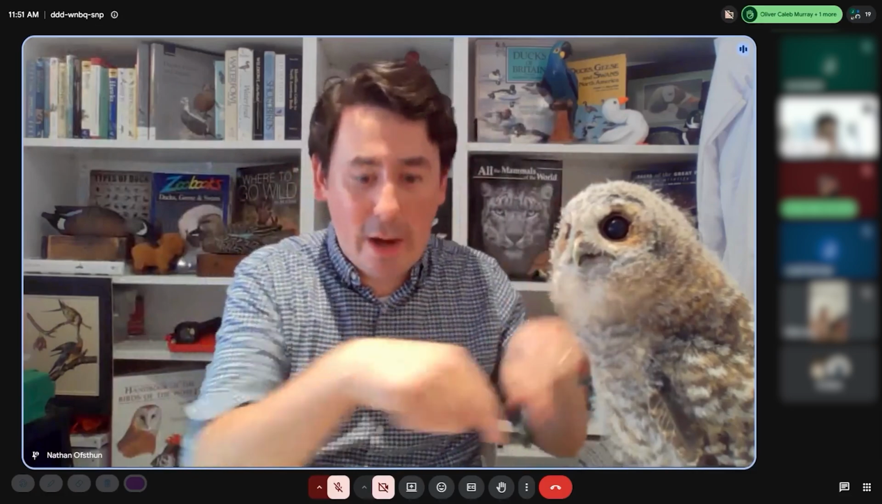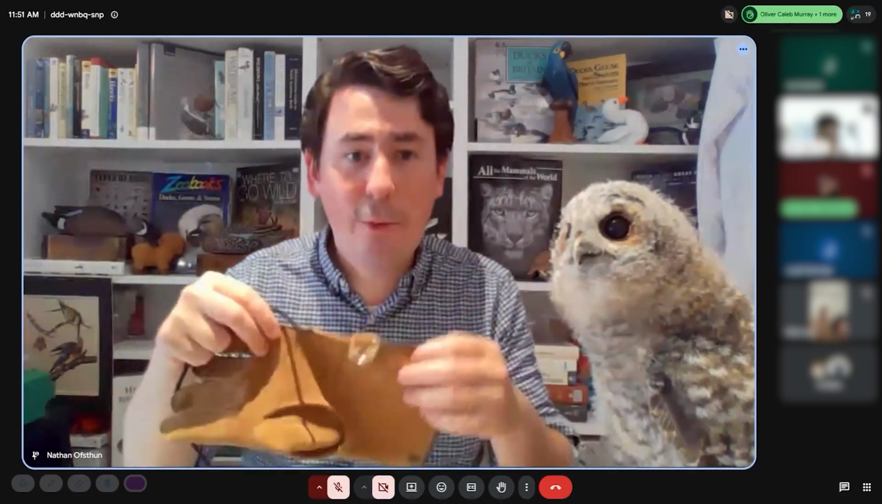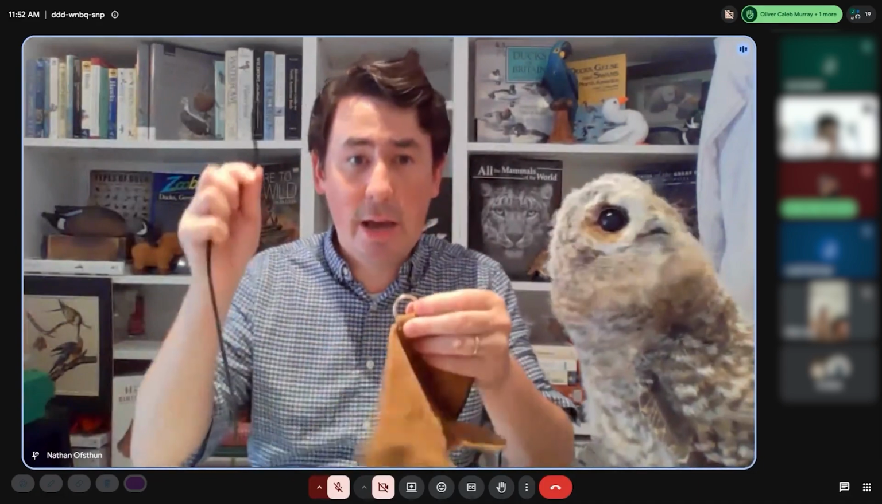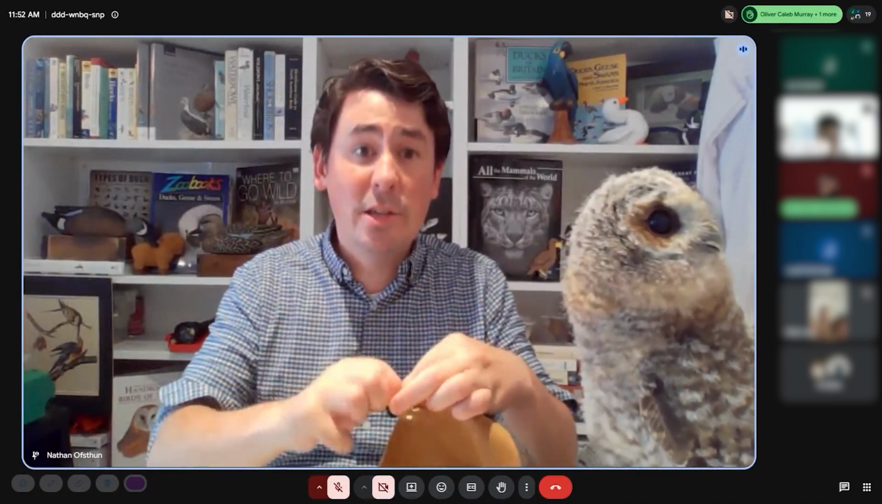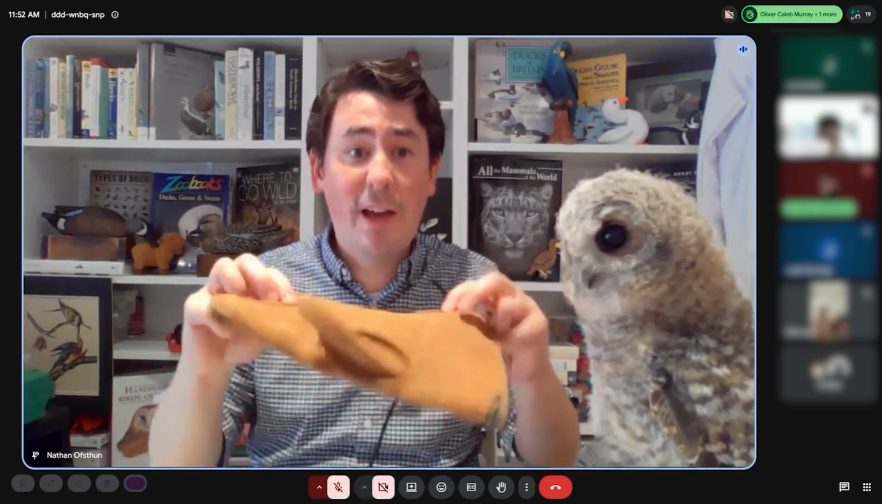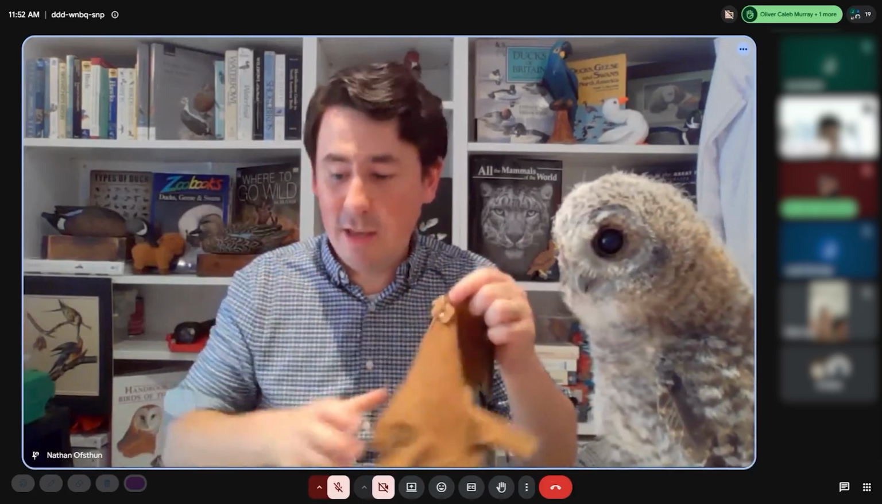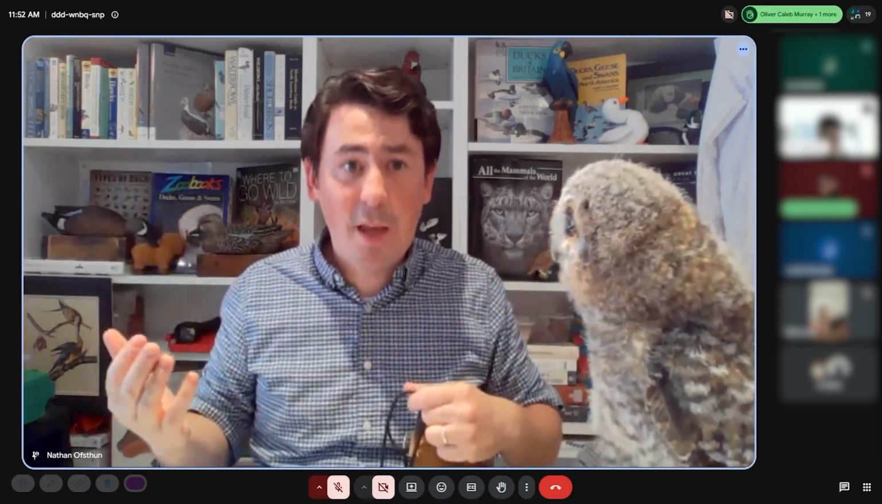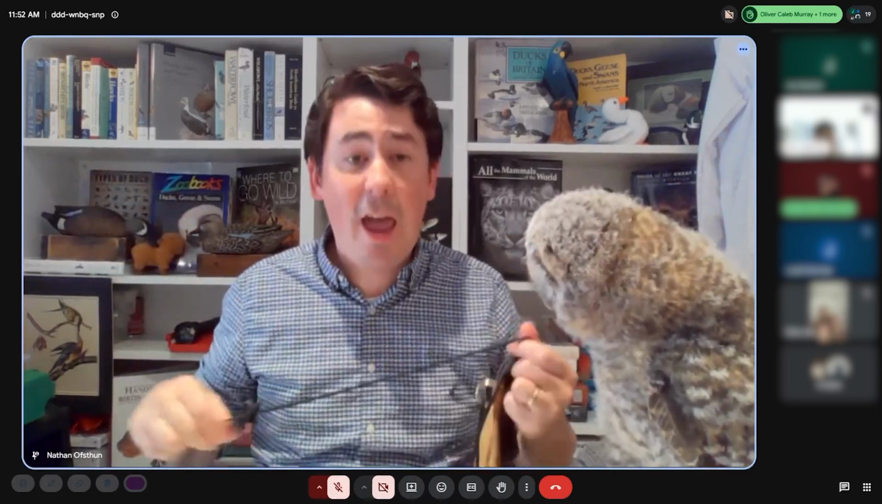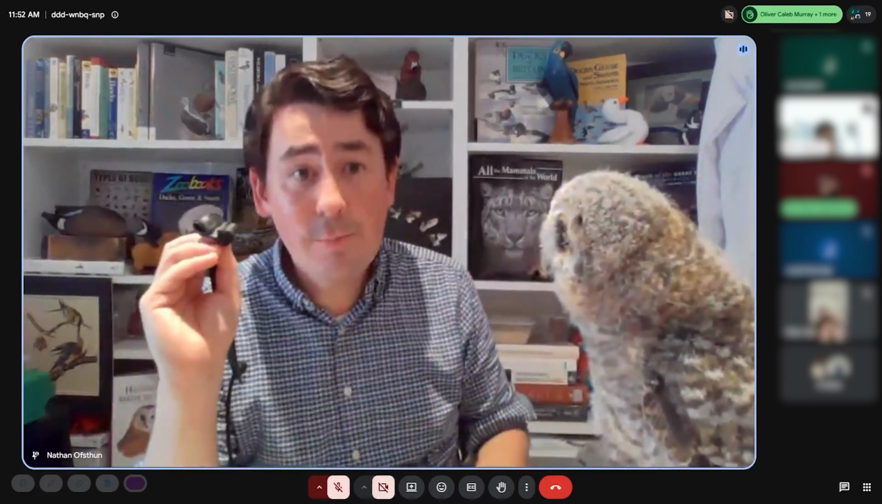I will probably tie his lead either to a ring right here, or I also have a ring on my glove. This is a falconry glove for birds of prey. I could also tie his lead to this glove so that if he flies off, he can't go further than the distance of his lead away from me. But it still allows him to fly, and it also allows him to not injure his feet. And these are ready to go.